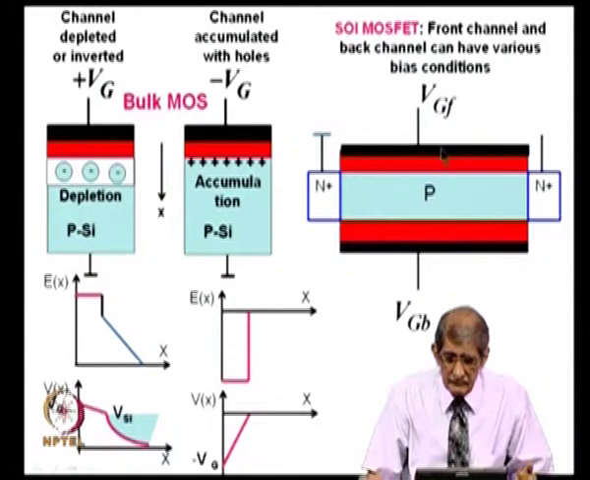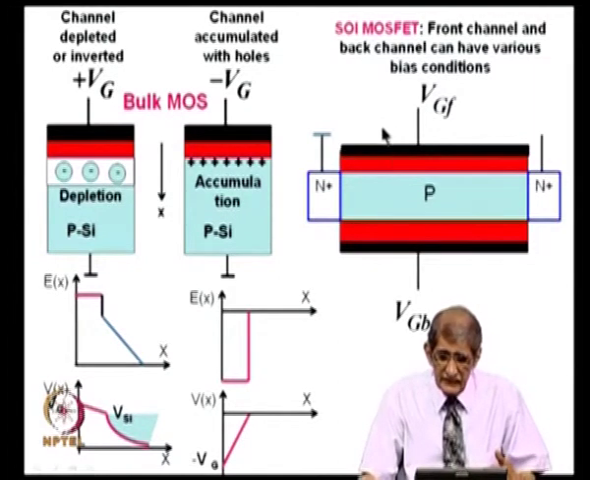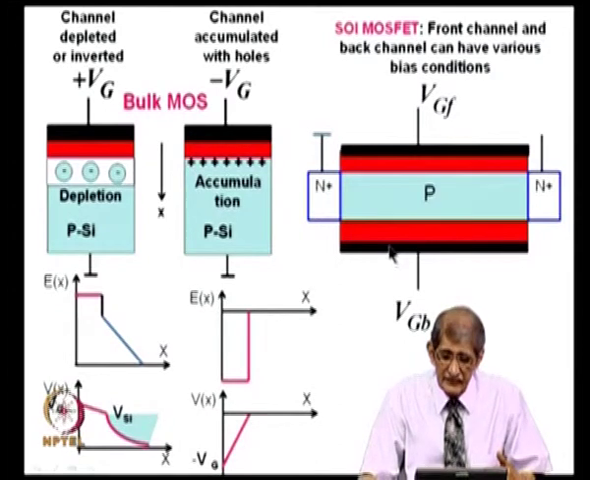Front gate metal or doped polysilicon, the red color is the front gate oxide. This is the SOI layer, P type of thickness T silicon, and this is the back oxide. So, here you have the front gate and you also have the back gate. Front gate oxide, back gate oxide.